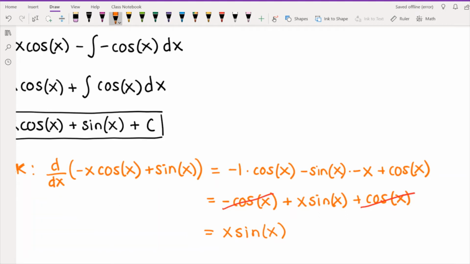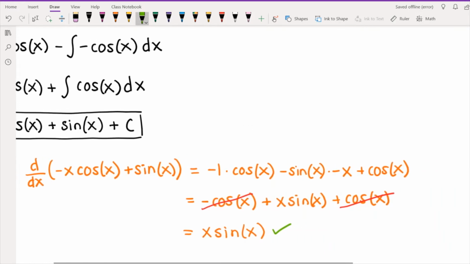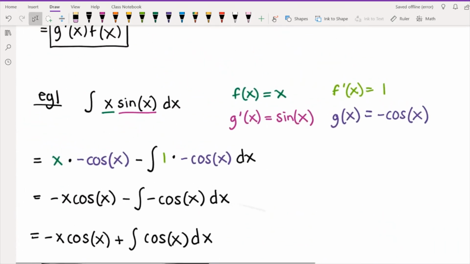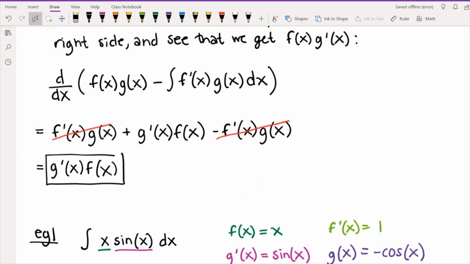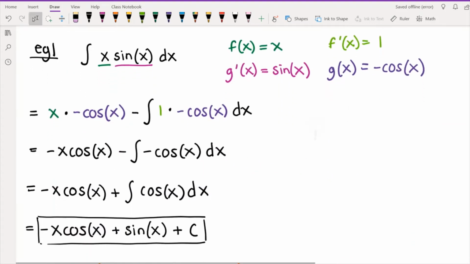And that's exactly what we started with, right? So that's good. We just showed that this worked. So basically, what just happened here is exactly what we just showed up here, right? Because of how you set up the integration by parts formula, when you actually take the derivative, some stuff will cancel out and you'll be left with exactly what you were trying to find the antiderivative of.